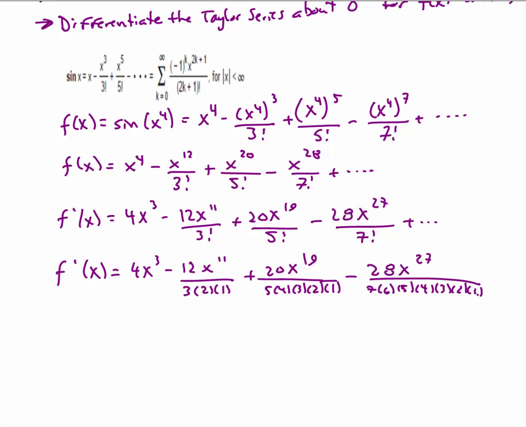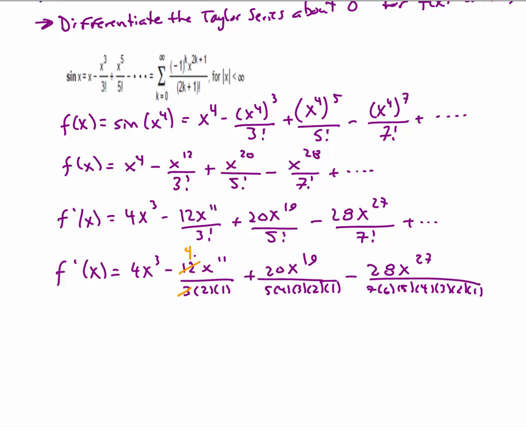We're looking for patterns. So I see that if I take 3 times 2 is 6, that divides into 12. And I'm just left with a 1 in the denominator. But over here, if I take 5 times 4, it divides into 20. I'm left with 3 times 2 times 1, which is 3 factorial. And then over here with 28, I would need to take the 7 and the 4 and that doesn't leave me with a nice factorial. So what I want to do is to always be left with a factorial in the denominator.